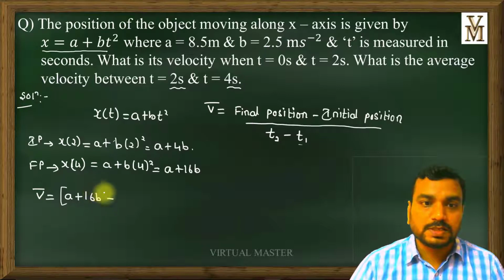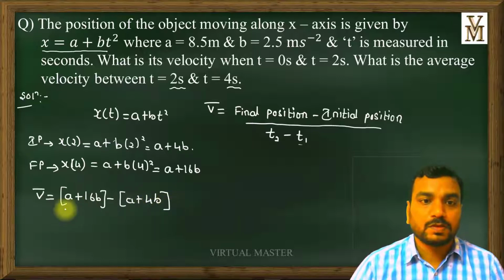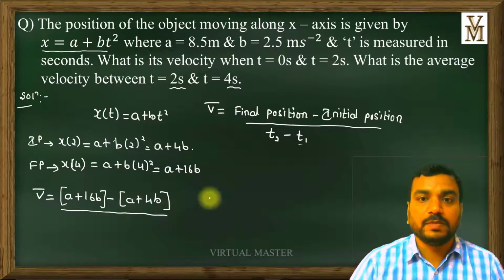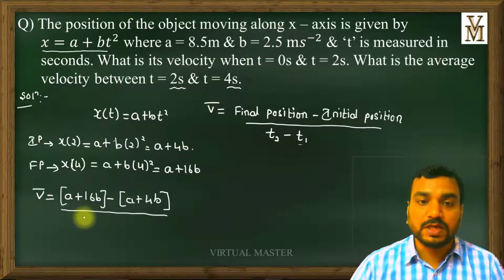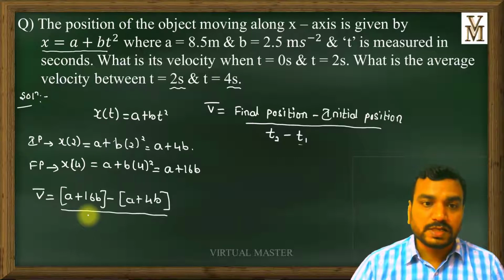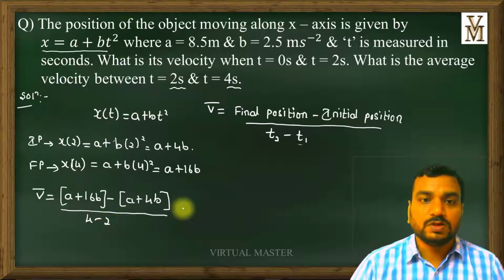A plus 16b minus a plus 4b, whole divided by t2. What is t2? t2 is 4 and t1 is 2, right? So I can substitute t2 and t1 here, that is 4 minus 2. Now let us simplify this equation.